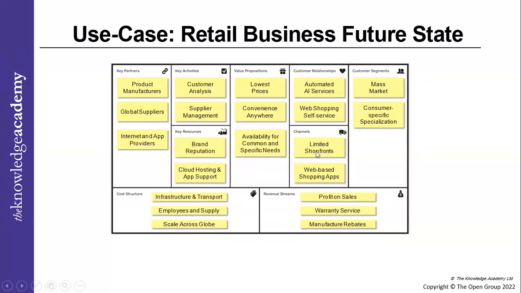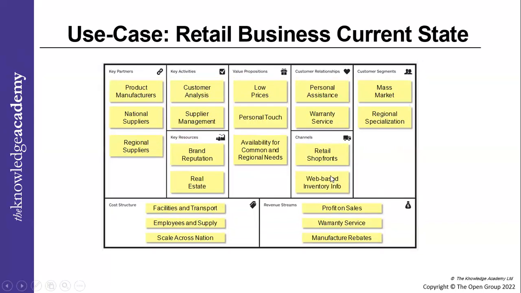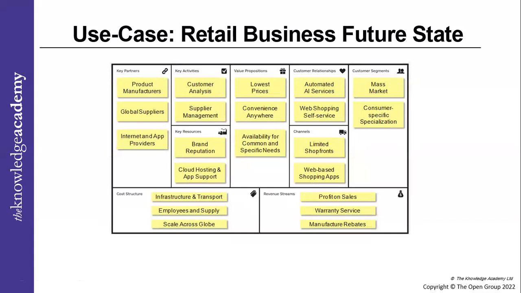Channels, limited shop front and web-based shopping apps, correct? What was the previous one? Retail shop. It was retail. That's a good example because you are running a shop. Now you are getting digitalized. So what did you do? You made limited shops there. And then what you did was web-based shopping apps. Got it? Understood. And what else?